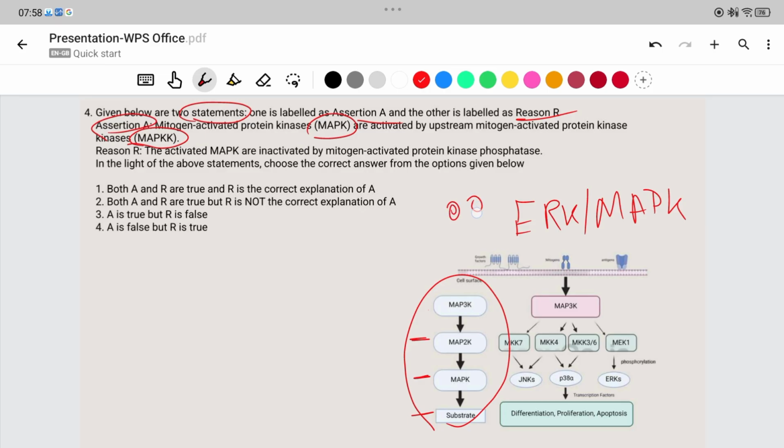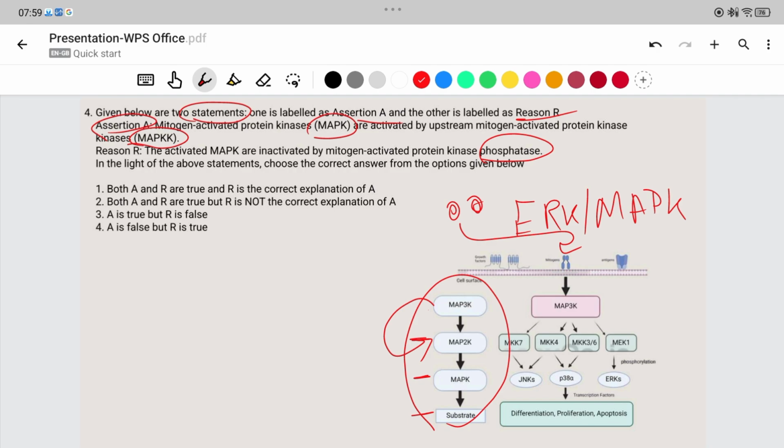So when the stimuli come, that means a ligand comes and binds to the receptor, the conformation will change in a certain way. It will phosphorylate the next one, that is the MAP3 kinase, meaning it is the kinase for MAP kinase kinase. Kinase is related to the activity of transferring the phosphate group, and the phosphatase has the activity to remove the phosphate group.